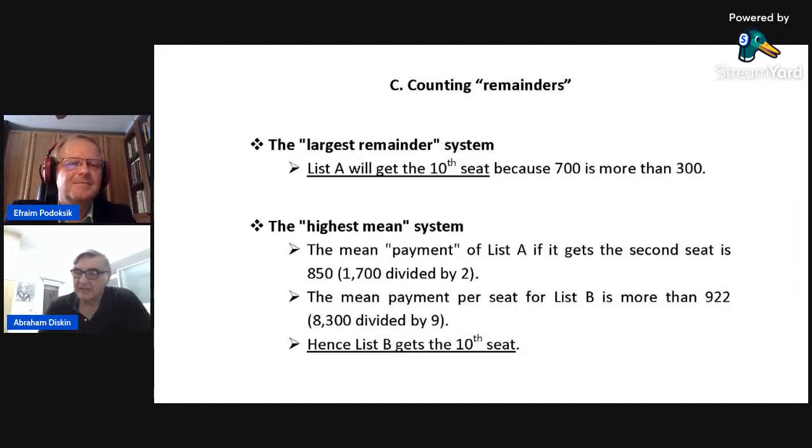So what we see in that example is that the highest mean system, the D'Hondt or Hagenbach-Bischoff system, really favors a little bit the large parties. It is used in many countries, by the way. In many countries you want to help the large parties somehow, so that's a calculation that helps the large parties. And there are other calculations made in other countries, but we are not going to mention all of them. These are, I think, the two most common systems.